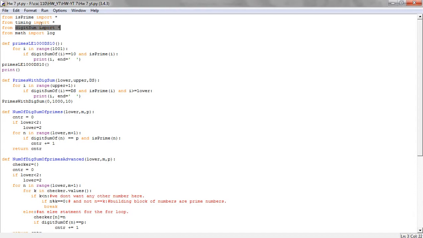Now I'm also importing a few more, and because I'm importing them using this symbol over here, I don't have to type them up over here followed by a dot.